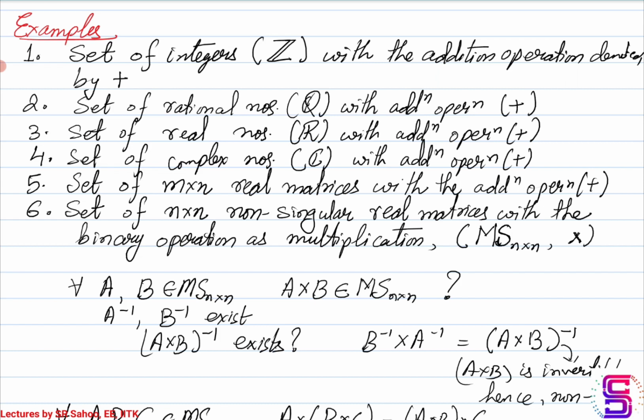When I say inverse, it's basically the negative of the rational number, right? Such that when you add the rational number with its inverse or its negative, you get a 0. Okay, so rational numbers with the addition operation are also a group. What about real numbers with the addition operation? Again, they satisfy all the four properties, and hence it's a group. The set of complex numbers with the addition operation is also a group.